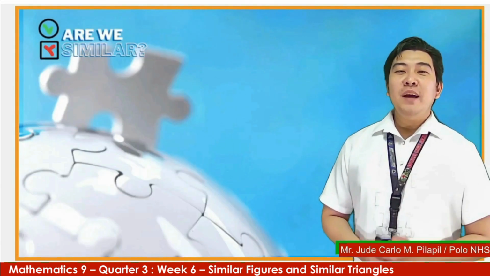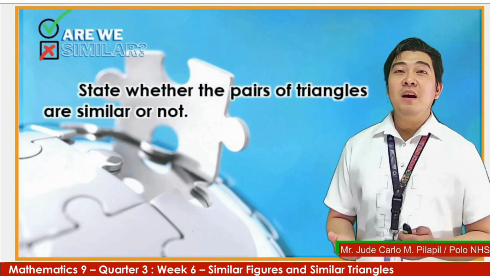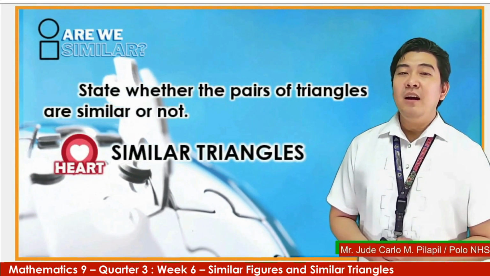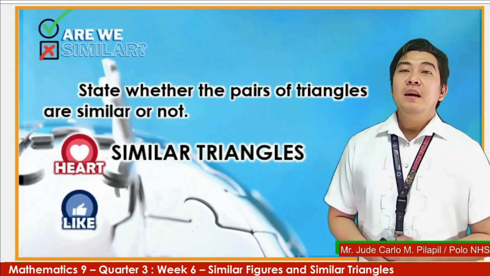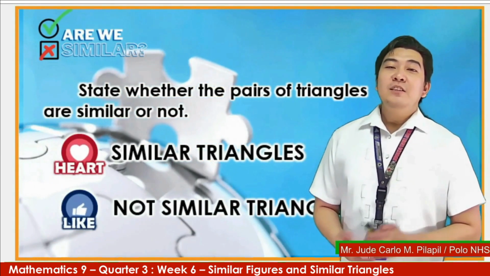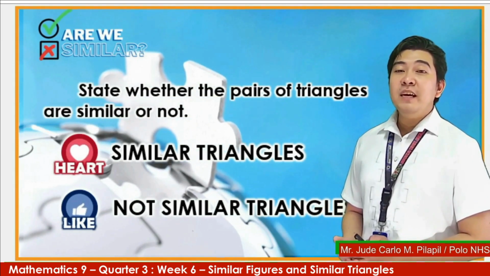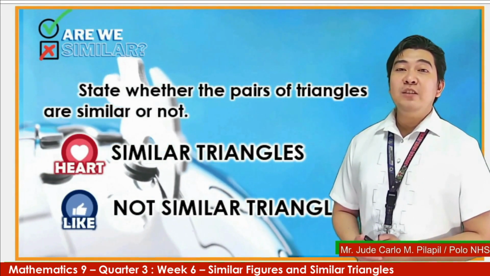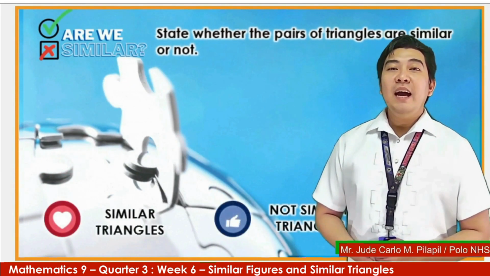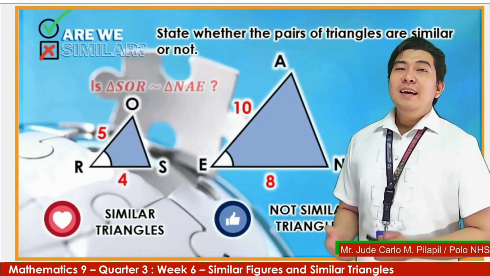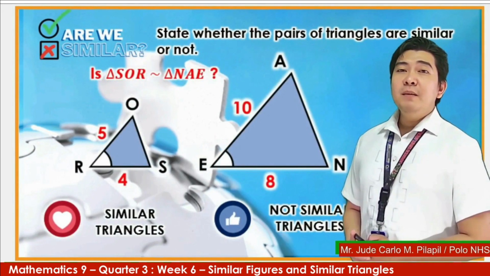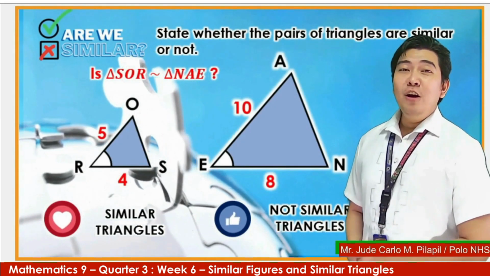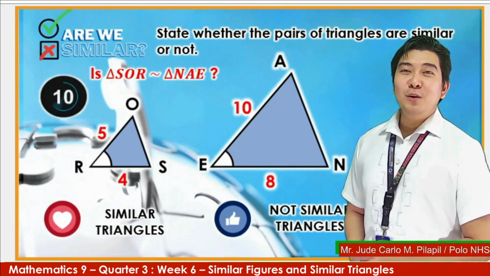So you need to state whether the pairs of triangles are similar or not. Hit the heart react button if the triangles are similar, and if it is not, hit the like reaction button. Justify the answer by citing the postulate of the theorem being applied. You will be given 10 seconds to answer each question. Let us have item number 1. Is triangle SOR similar to triangle NAE? Will you hit heart or like react? 10 seconds, go!